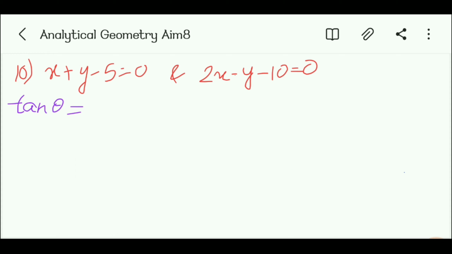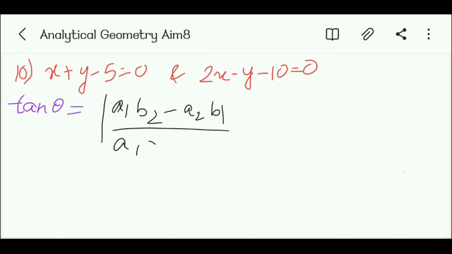Now the 10th one. If theta is the acute angle between the lines x plus y minus 5 is equal to 0 and 2x minus y minus 10 is equal to 0, then find the value of tan theta. So here we are just going to find the value of tan theta. In a similar way you will find cos theta for the 9th one, as I have already told. So a1 b2 minus a2 b1 divided by a1 a2 plus b1 b2 is the formula to be used. In that, I'll substitute all values.